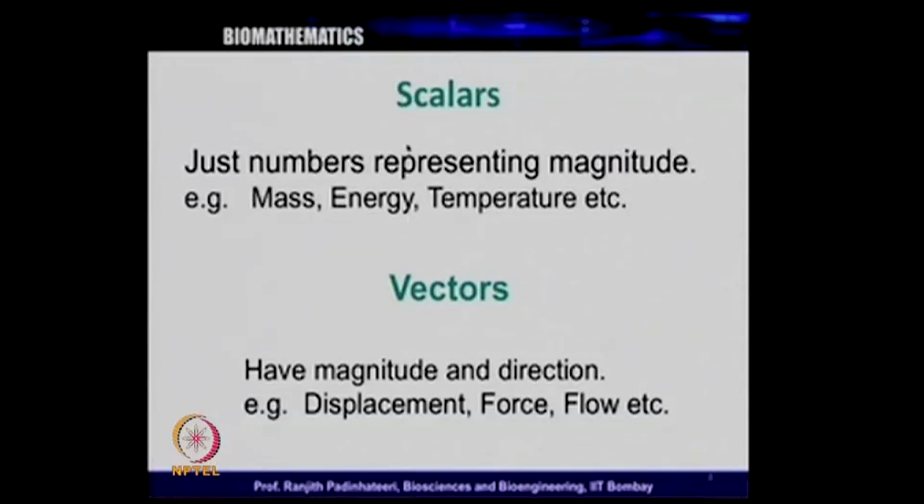Scalars are just numbers representing magnitude, for example mass, energy, temperature. These things have no direction. Mass has no particular direction, energy has no particular direction, temperature has no particular direction. So these things are called scalars. They are just numbers. Mass can be 3 kg, 4 kg, 3 gram. There is nothing called 3 gram upwards or 3 gram downwards. 3 gram is 3 gram. There is no direction for it.